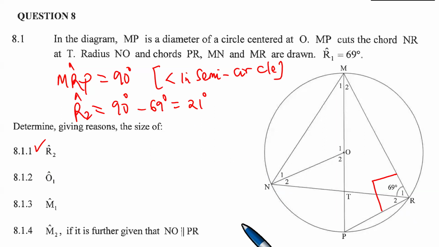The angle O1. That's what we're trying next. I'll say O1 is 138 degrees. Why? It is 2 times the angle at circumference. Good, good, good.